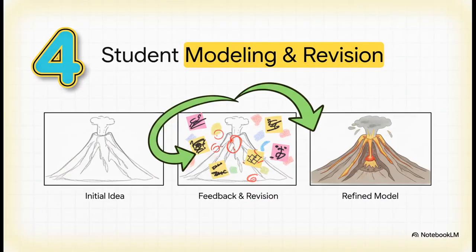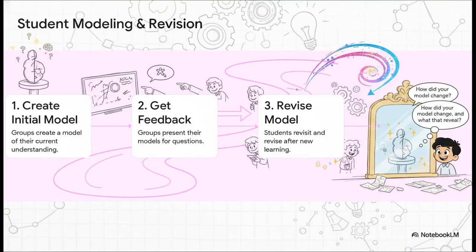Our 4th strategy, student modeling and revision, is all about changing how we see learning. It's not a one-and-done thing. It's a living, breathing process. This is such a huge mindset shift. A student makes a model of what they understand right now. They get some feedback, they learn something new, and then, and this is the most important part, they go back and change their original model. That final question, how did your model change and why, makes their learning journey visible even to themselves. It shows them that it's okay, actually it's great, for their understanding to evolve.